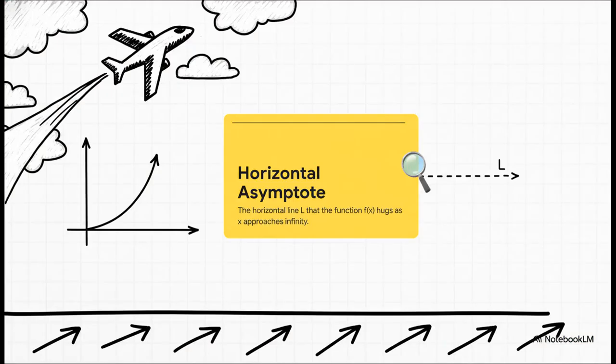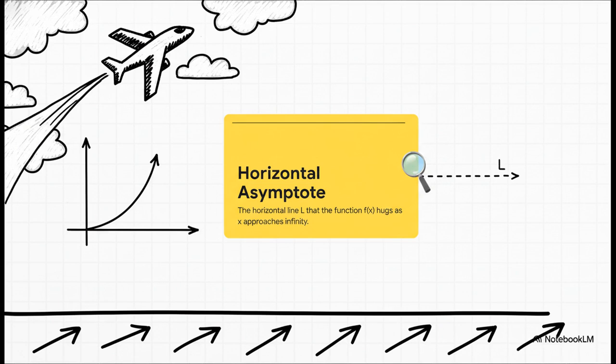So in our previous explainers, we looked at what happens to a function as x approaches a specific finite number, like 2 or 0. But today, x is going on a journey to the very end of the universe. It's becoming larger and larger without bound. It literally never stops. Now, notice what happens to our function during this infinite journey.